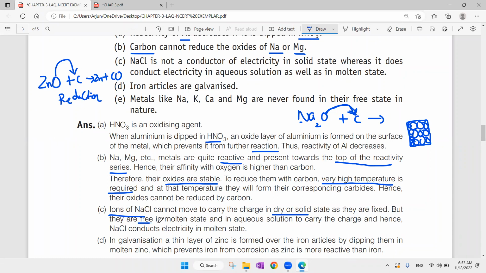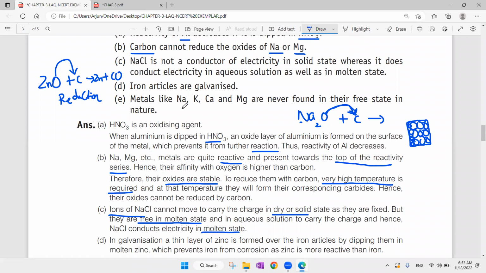But they are free in molten state and in aqueous solution to carry the charge, and hence NaCl conducts electricity in molten state. In liquid state, only ionic compounds, nothing but salts, will conduct electricity.